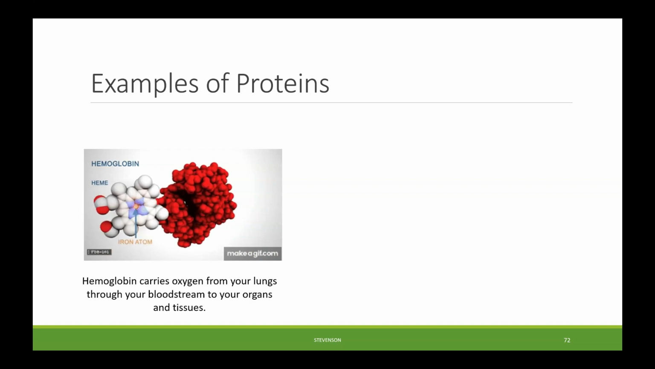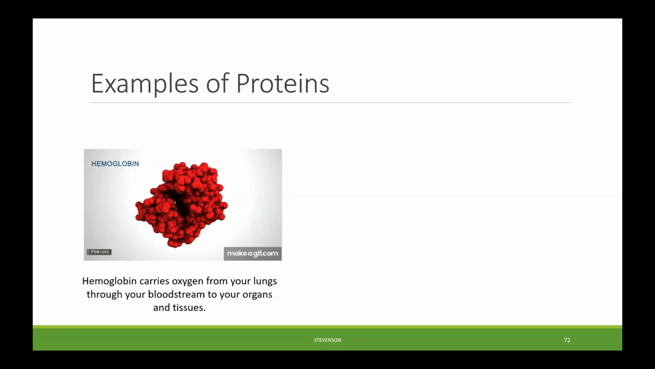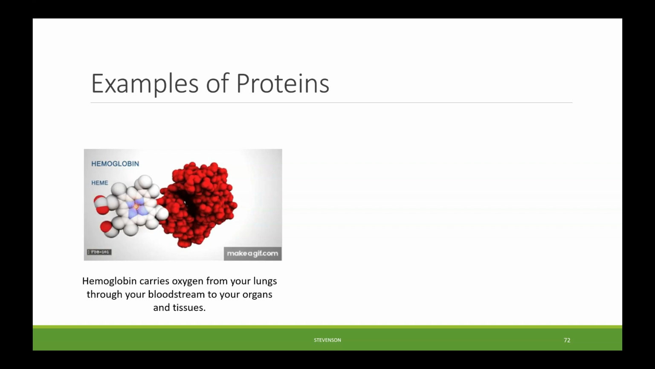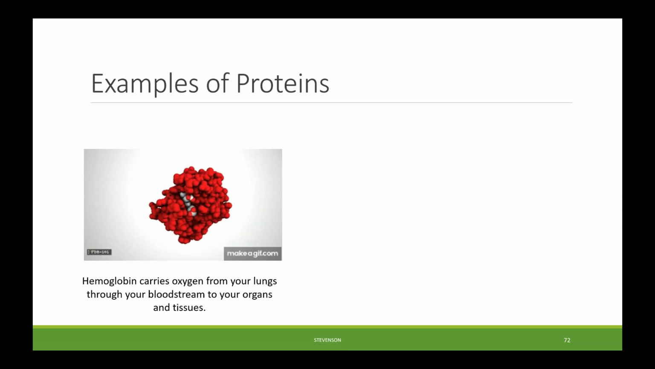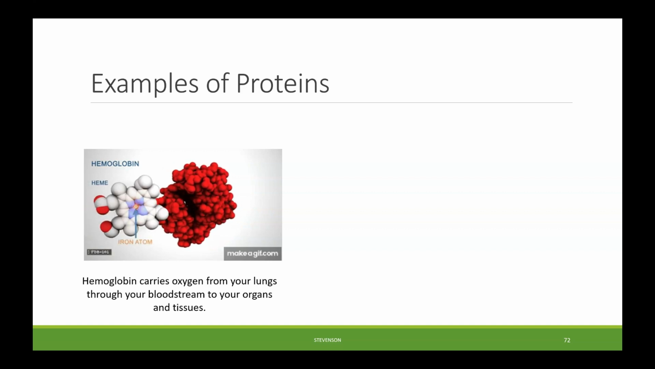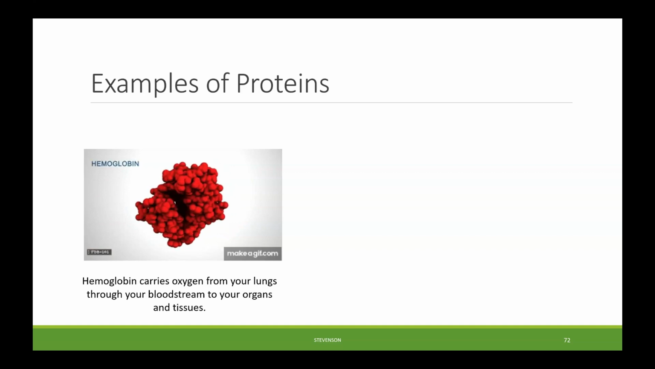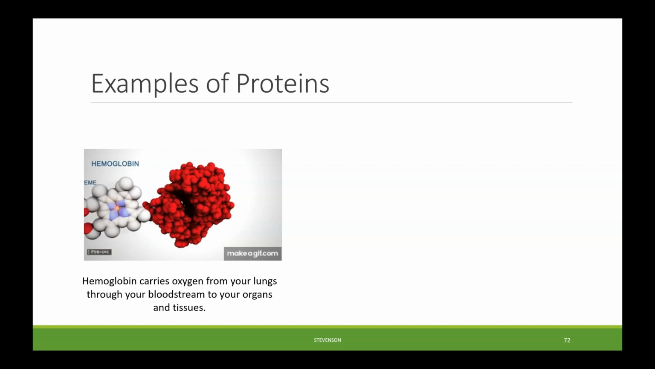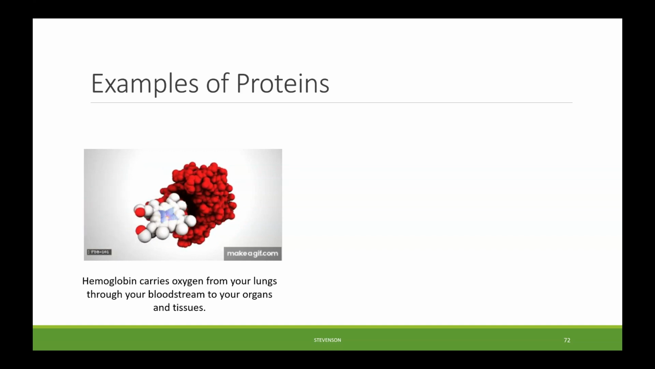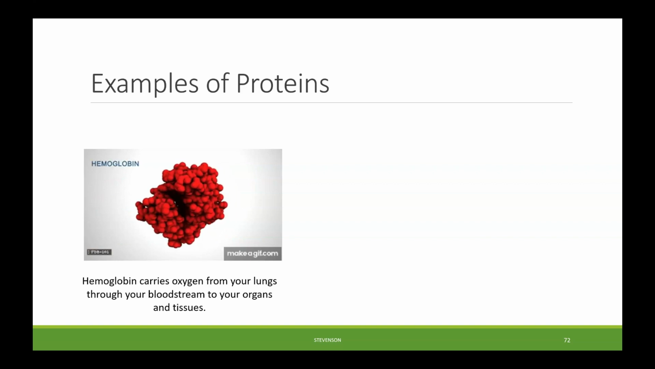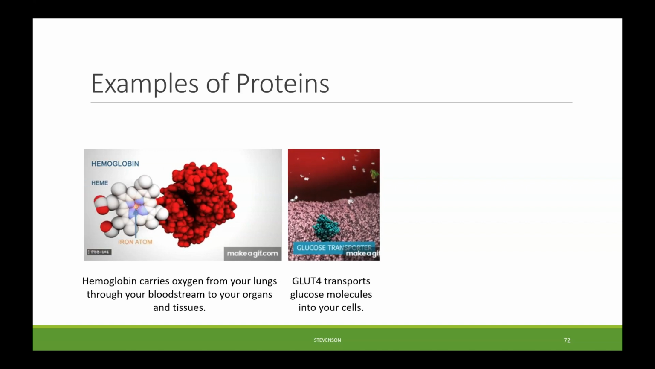So hemoglobin is the name of the protein that is responsible for carrying oxygen from your lungs through your bloodstream and to all of your organs and tissues in your body. And the shape of hemoglobin, which is shown here in red, is such that it has a little pocket in the middle. It has this slot where another molecule called heme is able to fit. And then the heme molecule is what grabs and holds the oxygen. So we can see here how the shape of hemoglobin is related to its function and the role that it plays. Another example is GLUT4.